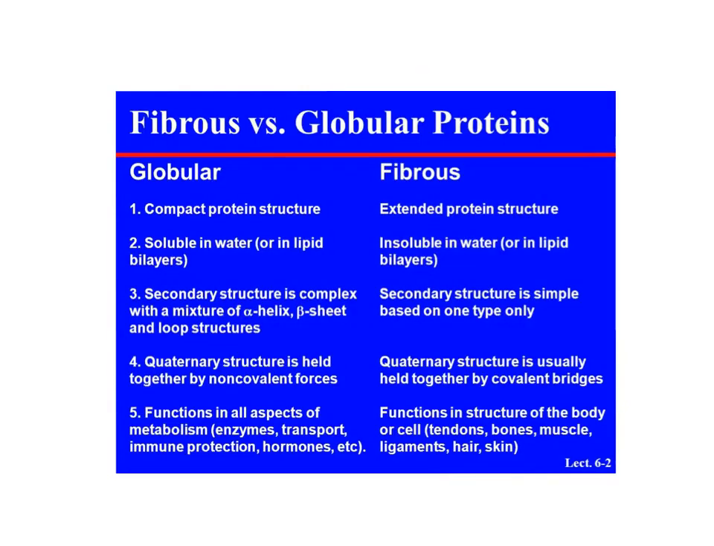So to recap the difference between a fibrous and globular protein: globular are compact protein structures, fibrous are extended. Globular is soluble in water, fibrous is insoluble. Globular has a complex secondary structure through a mix of alpha helixes, beta pleated sheets, and loop structures, whereas fibrous would generally only have one simple secondary structure. Quaternary structure is held together by non-covalent forces in globular proteins, whereas in fibrous proteins, quaternary structure is usually held together by covalent bridges. And fibrous is all to do with structure in the body, whereas globular proteins are all to do with functions in the body.